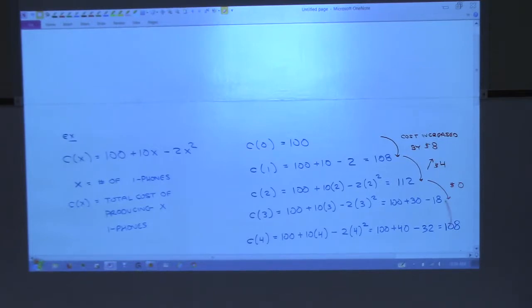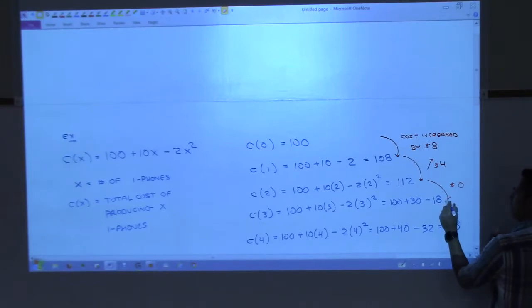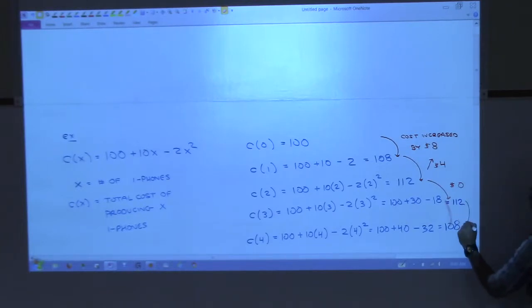Y'all agree? So what was our change? I never put the answer here, sorry. This was 112. So what is our change from here to here? It decreased by 4, didn't it? So this was a decrease by $4. Went down by $4. So now it looks like as I produce more, my costs are starting to go down, right? You with me?